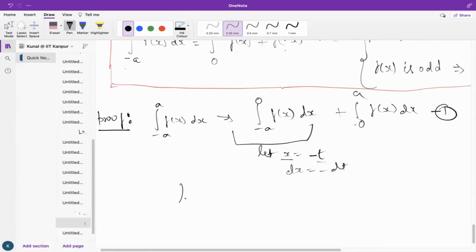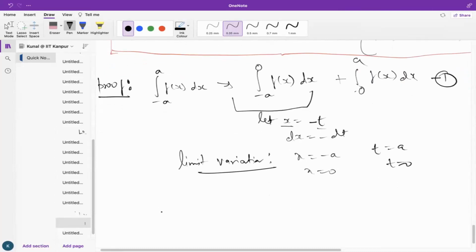So when we look through the limit variation, when x is equal to minus a, our t is equal to a, and when x is equal to 0, our t value is also 0. So our integrand from minus a to 0 of f(x) dx will look like from a to 0 of f(-t) times minus dt. I hope you all get my point, what I'm trying to say.